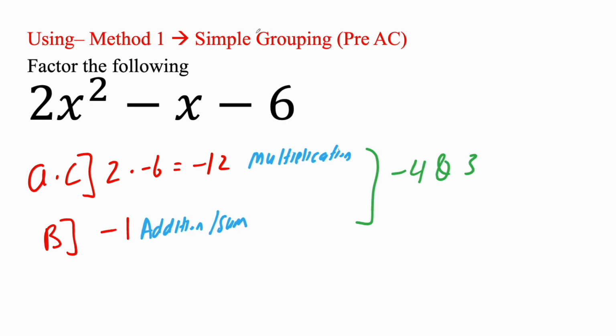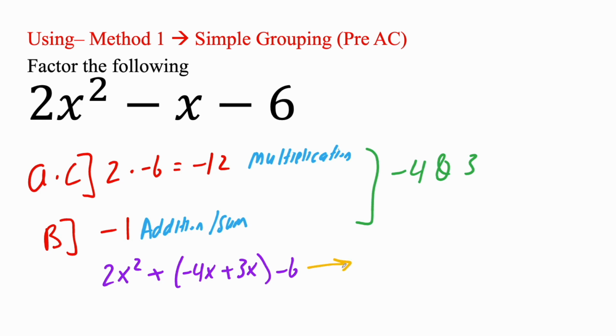Now this method incorporates grouping, and we're about to see that. So let me rewrite what we have. We have 2x squared plus, instead of saying negative x, I'm changing it to negative 4x plus 3x. And that's the same thing. Negative 4x plus 3x is negative 1x. And we still keep our negative 6.